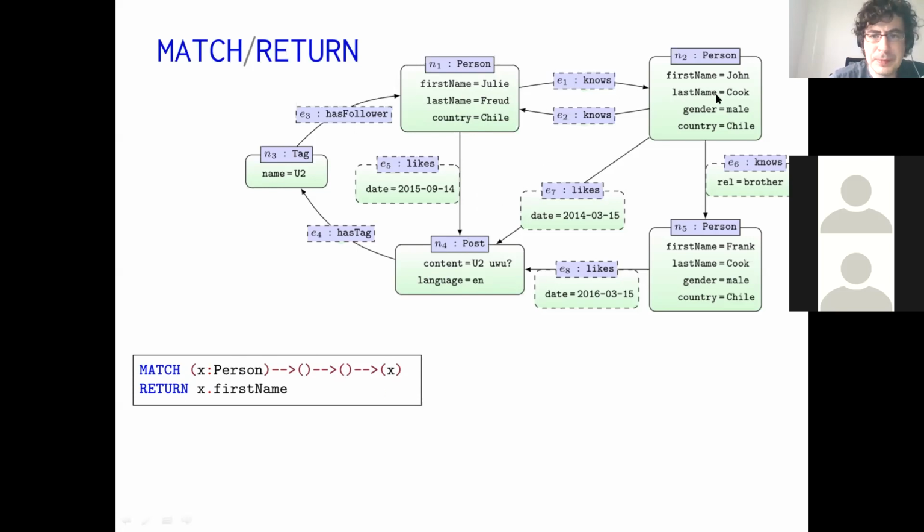What about John? John links to post, links to tag, but that doesn't link back to John. John links to Frank, links to U2, the post, but the post doesn't link back to John. It seems like we're not going to find a result for John. What about for Frank? Frank links to post, post links to tag, tag doesn't link to Frank, so it would seem that the only result here would be Julie. So there's only one match, which would be Julie, or N1, N4, N3, N1 for this here.